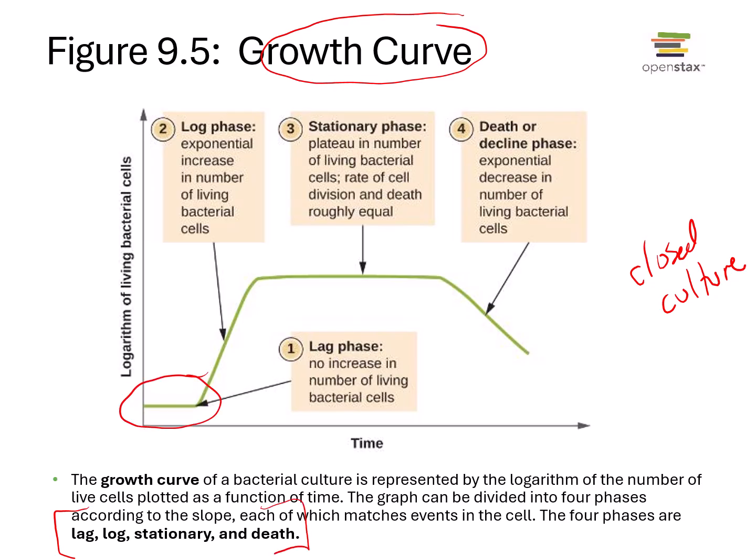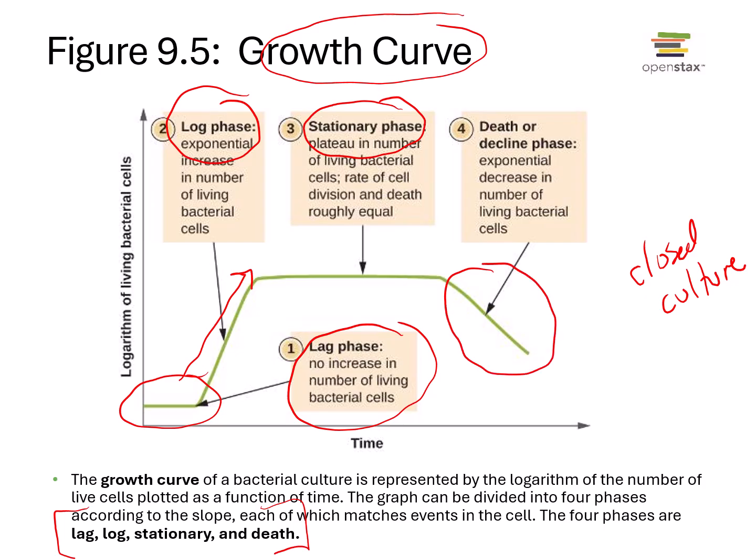In the lag phase, you don't see any significant increase in the number of cells. They're kind of getting used to the new environment. In the log phase, you'll see an exponential increase in the number of cells. Eventually, they're going to reach a plateau known as the stationary phase, where the number of new cells is about equal to the number of cells that are dying. Finally, we'll run out of nutrients, wastes will accumulate, and we'll see the death or decline phase, where the number of dying cells surpasses the number of dividing cells.